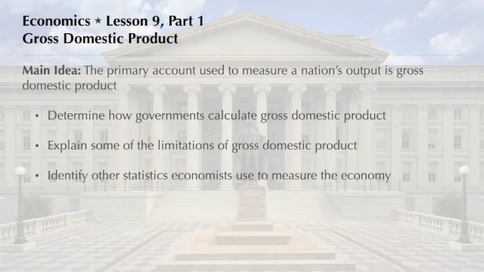The main idea behind this economics lesson is the primary account used to measure a nation's output is gross domestic product. With that in mind, by the end of watching this video, you'll be able to determine how governments calculate gross domestic product, explain some of the limitations of gross domestic product, and identify other statistics economists use to measure the economy. Now that the outcomes for this lesson have been shared with you, let's get started.